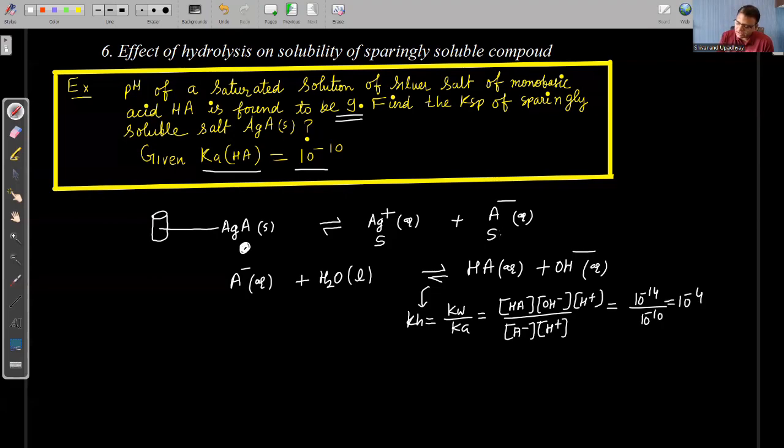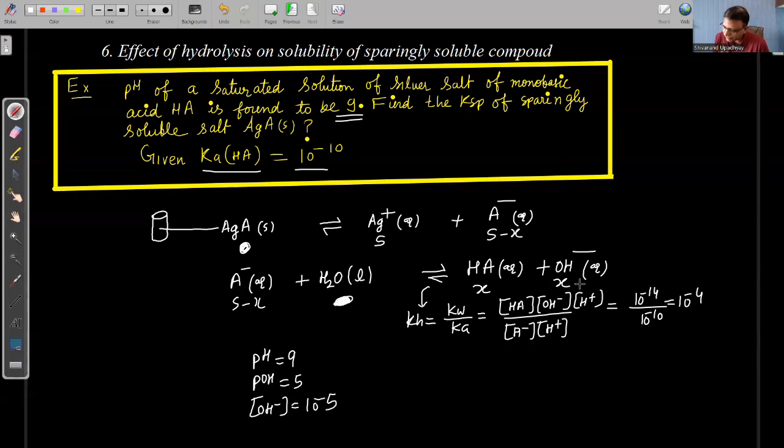So you can write here, this will be S minus X. This is a pure substance, almost solvent, so I'm not writing anything. This is equal to X and X. And they have given the value of OH minus, because they are saying that the pH of this solution is equal to 9, which means pOH of this solution is equal to 5, which means the OH minus ion concentration is 10 to the power minus 5. So we know the value of X, that is 10 to the power minus 5.